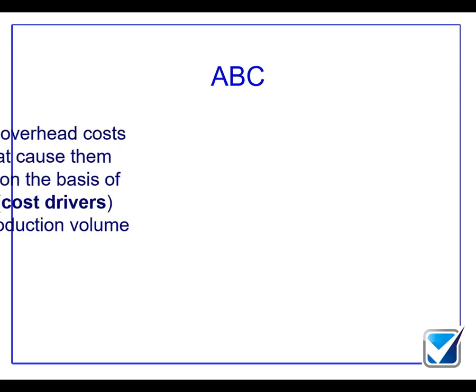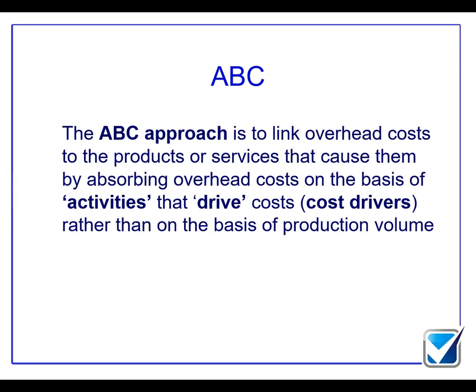Therefore, under ABC, we link overhead costs to the products or services that cause them by absorbing overhead costs on the basis of activities that drive those costs, rather than on the basis of our production volume, the number of units we produce. Before I go into the step-by-step approach to ABC, there are a couple of definitions that I need you to learn for this exam.